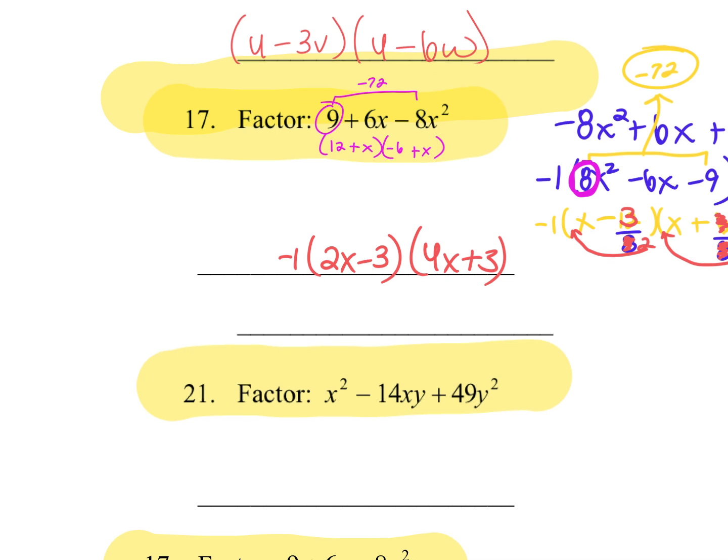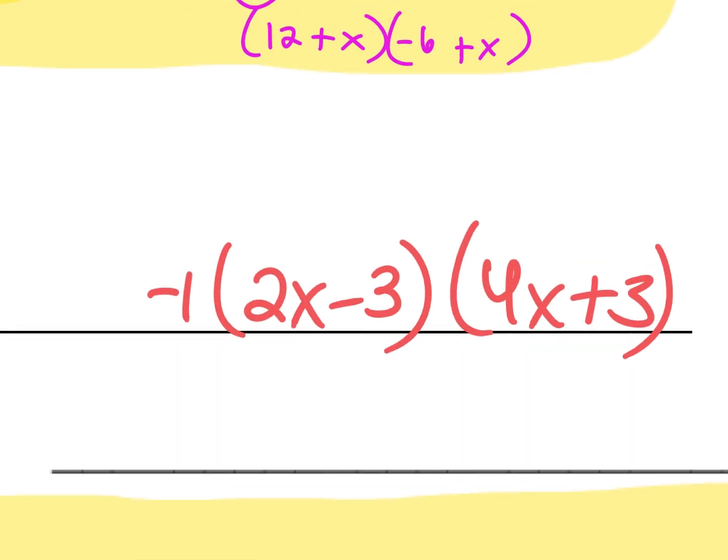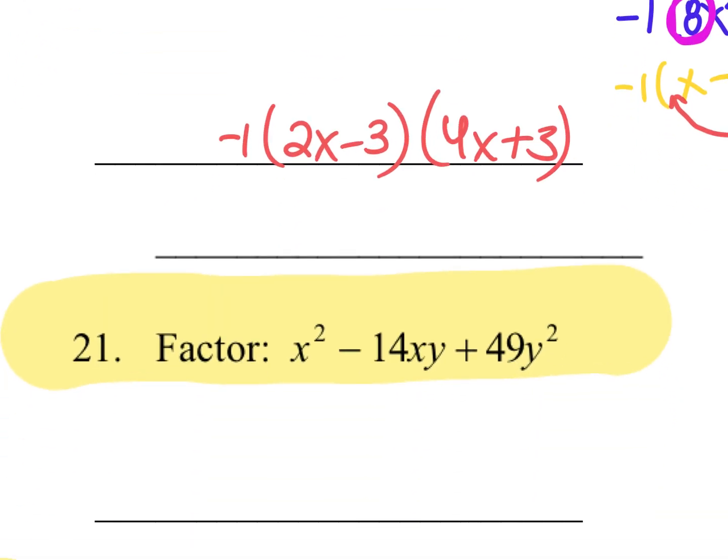You can't just pretend it's not negative. No, I mean your answer is negative 2x plus 3 instead. That's the same thing. Because look, it's the same. It'd be the same thing if you multiplied it in.